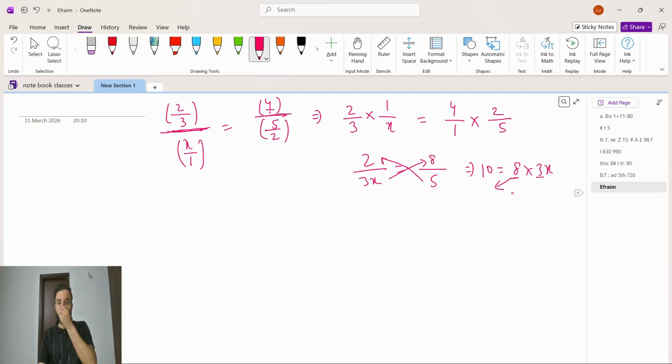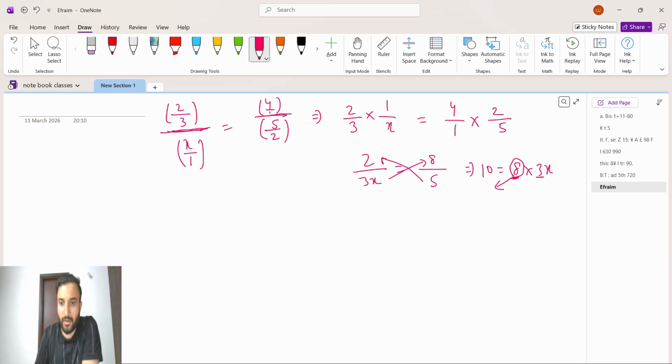See, here 8 and 3 are in multiply. If 8 and 3 are in multiply, when they go to that side, they will go in divide, correct? We know this. If this side is plus, it will go that side and convert into minus. If this side is minus, it will convert into plus. If this side is multiply, it will go that side as divide. If this side is divide, it will go that side as multiply.